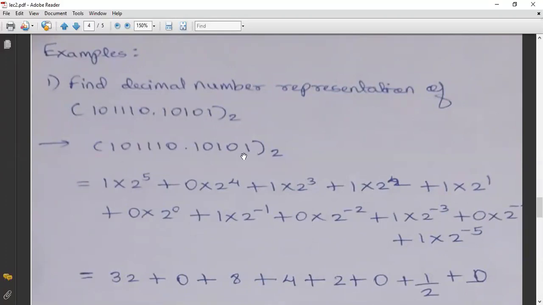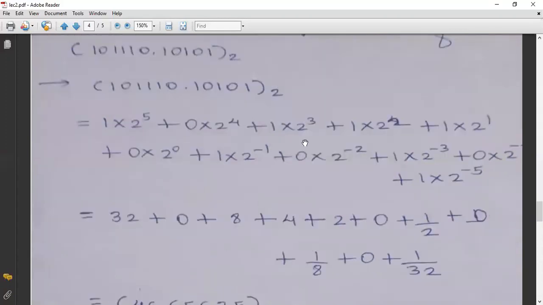Now towards the rightmost portion, we are going to start with r raised to minus 1, right? So r is 2 here again. So plus 1 into 2 raised to minus 1 plus 0 into 2 raised to minus 2 plus 1 into 2 raised to minus 3 plus 0 into 2 raised to minus 4 plus 1 into 2 raised to minus 5. Now we are going to solve it.